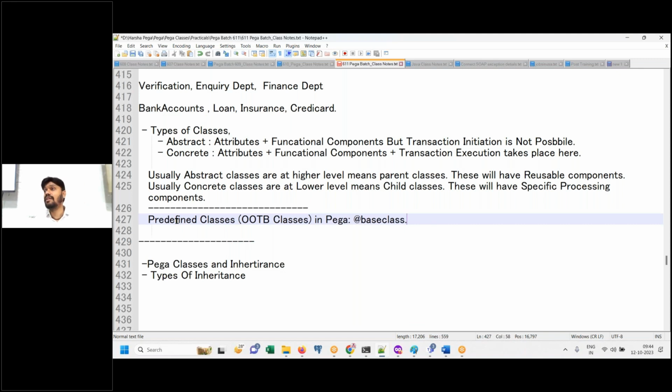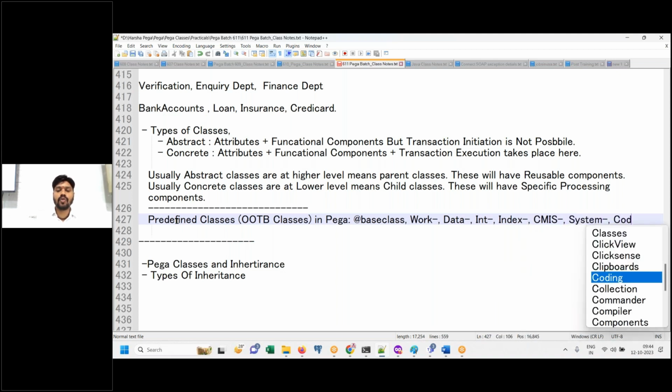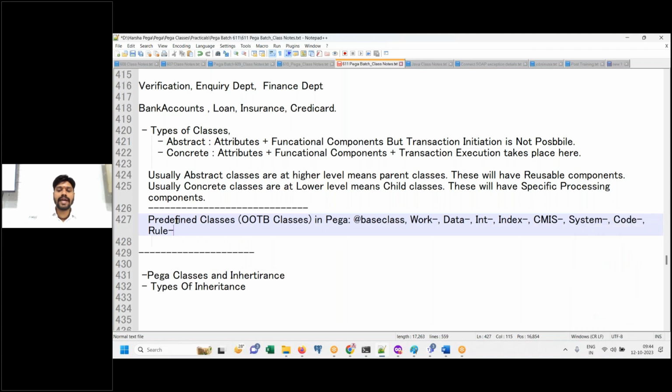It means you have 10,000 classes in Pega. For all 10,000, the ultimate parent is @baseclass. Then Work-. Why dash? You will be learning so. The class name itself will have a dash. Data-, Int-, Index-, CMIS-, System-, Code-, Rule-. Index- I have written.